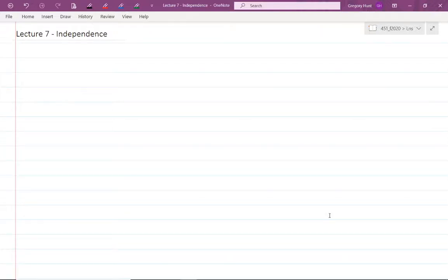Today's lecture is going to cover the all-important topic of independence. So this is really a follow-on from the previous lecture, where we talked about conditional probability. The natural next step when talking about probability after conditional probability is talking about independence.